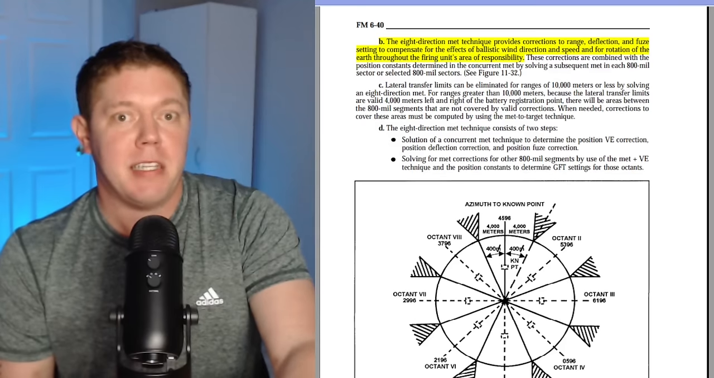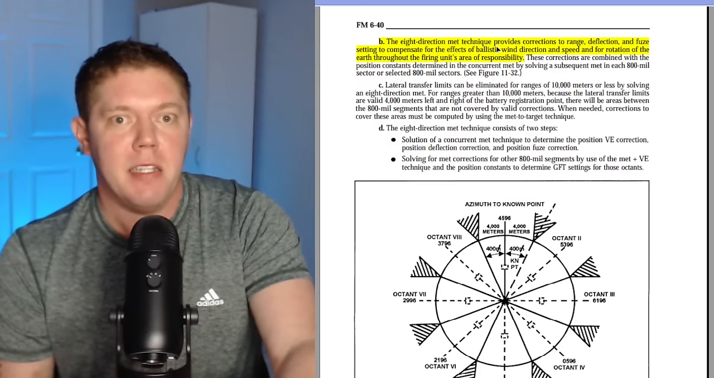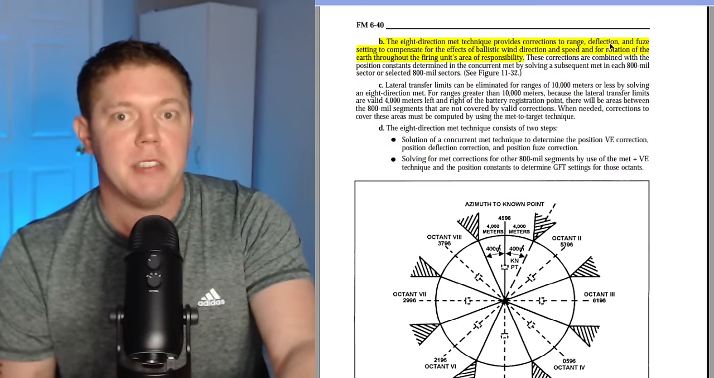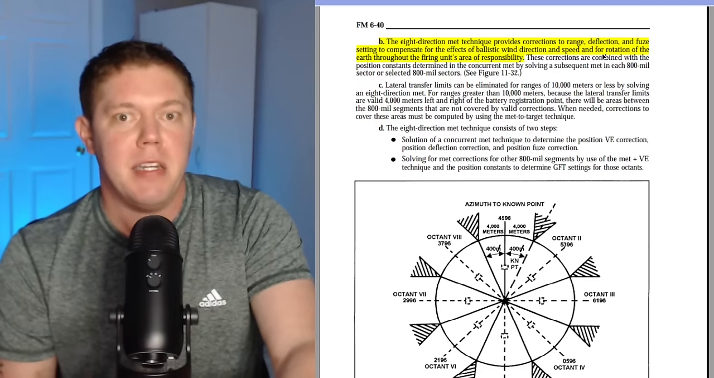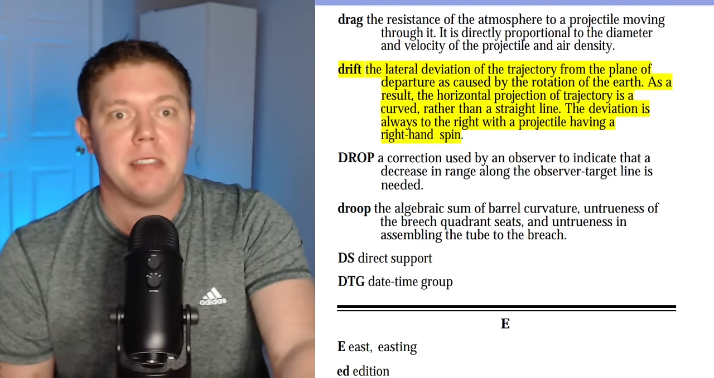This page I like. It just describes one of many methods they use in order to improve their accuracy. This one's called the 8-direction MET technique, and it provides corrections to range, deflection, and fuze settings to compensate for the effects of ballistic wind direction and speed and for rotation of the Earth throughout the firing unit's area of responsibility.